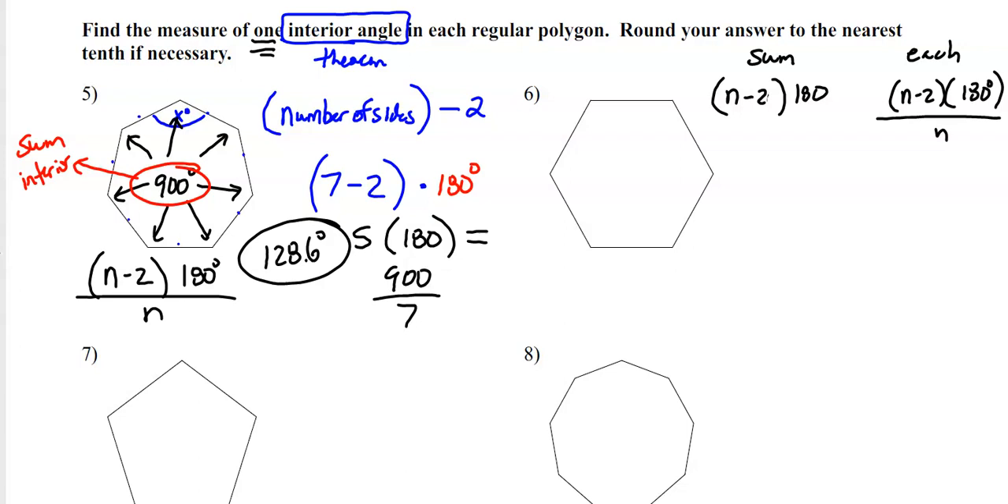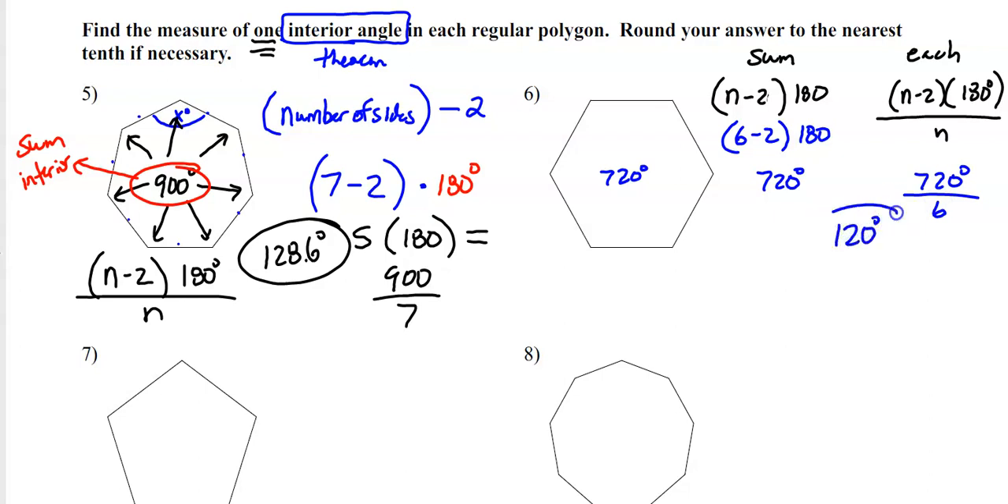So on this one we have 6 sides. So 6 minus 2 times 180. So that's 4 180s, which is 720 degrees. So that's going to give me the sum. But now if I want each one individually, I need to take that answer and then divide it by 6, which tells me that each one is 120 degrees. So in a hexagon, every single angle on the inside is 120 degrees.